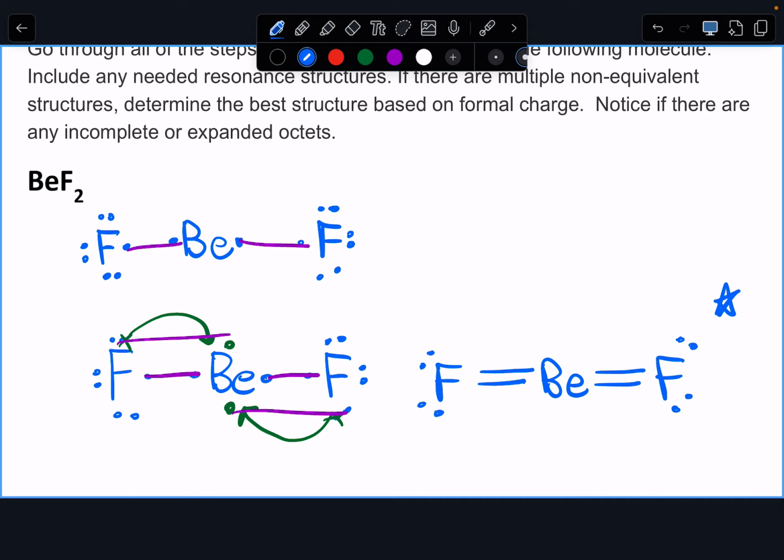Mm-hmm. Yes, the equation should work out fine. Yeah.